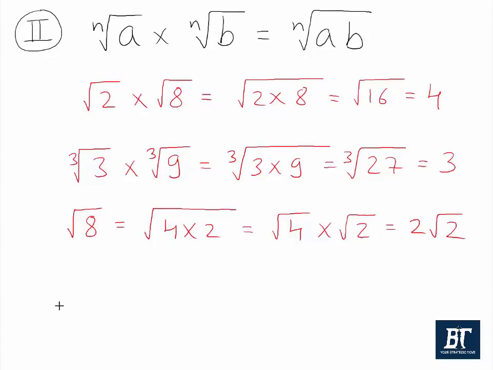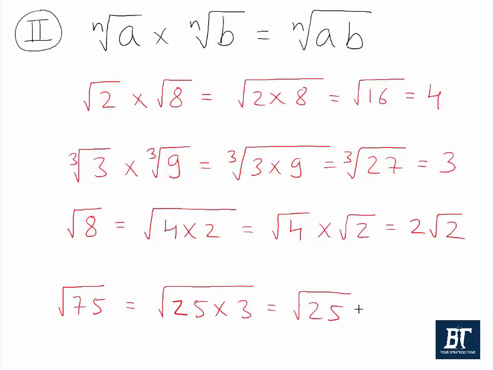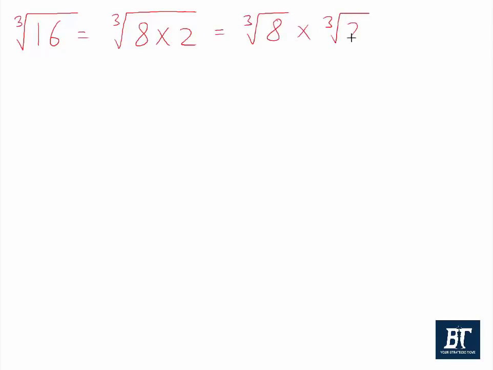Let's take one more example. So root 75, this equals, we can write this as, we know square root of 25. So we can split this as 25 multiplied by 3. So we will get root 25 multiplied by root 3. So this equals 5 root 3. So let's take one more example. Cube root of 16. So we can write this as cube root of 8 multiplied by 2. So we'll think of 8 because we know cube root of 8. So this equals cube root of 8 multiplied by cube root of 2. So this equals 2 cube root of 2.